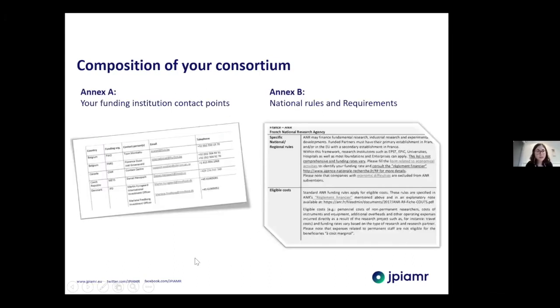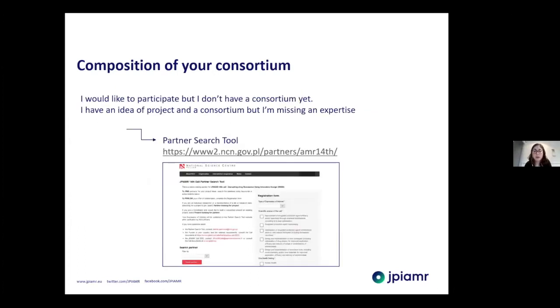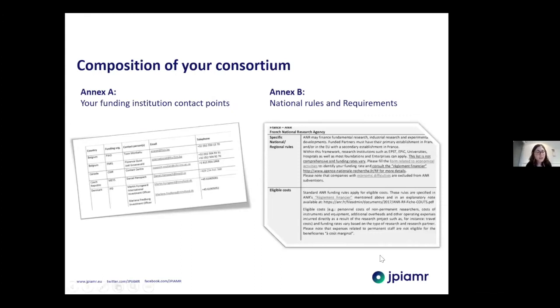Here is an extract of the Annex A. So as you can see, for each funding organization, you have the email and the phone numbers of the contact persons. And then you have here an example of a national annex from the Annex B. So again, we strongly recommend you to check your eligibility with your funding organization, since the ineligibility of the partners within the consortium can lead to the ineligibility of the entire consortium. And in this case, the proposal will not be evaluated by the scientific committee.